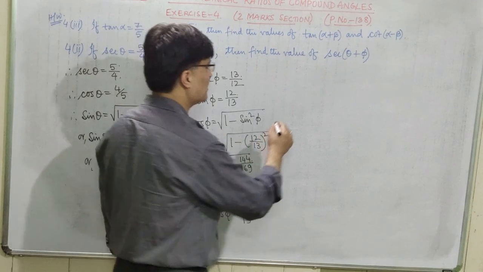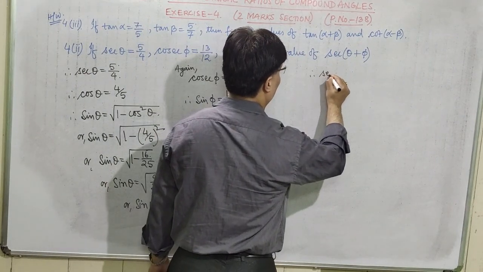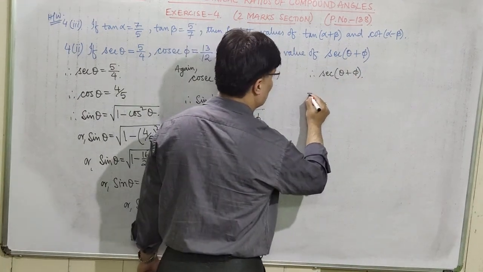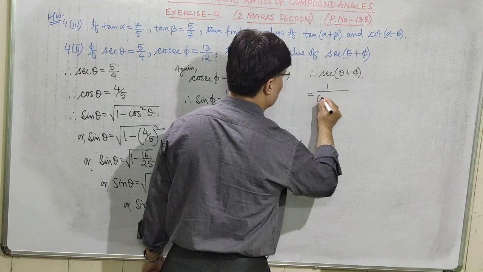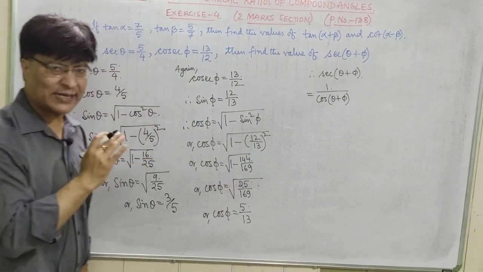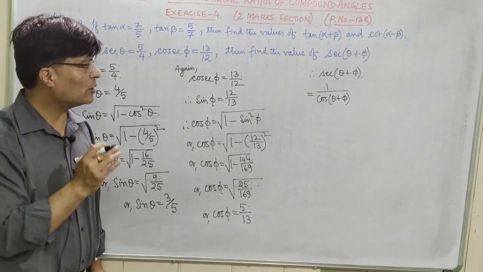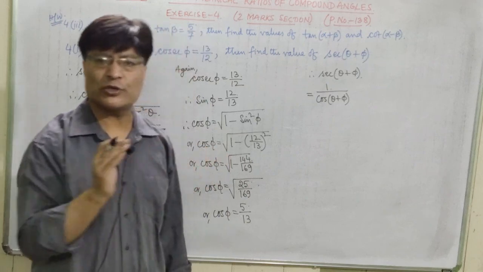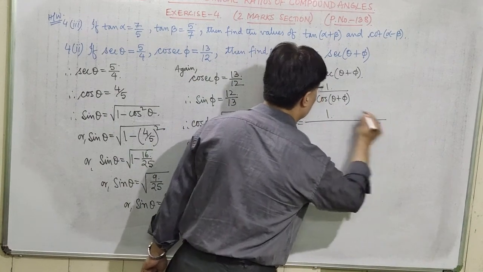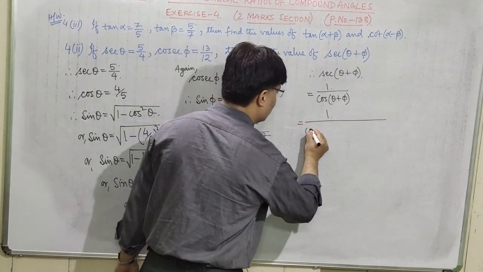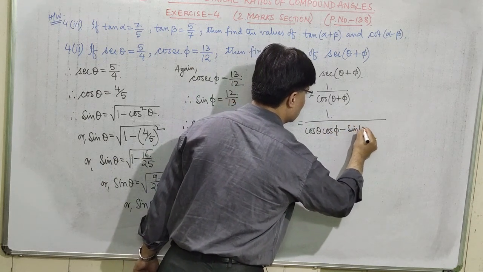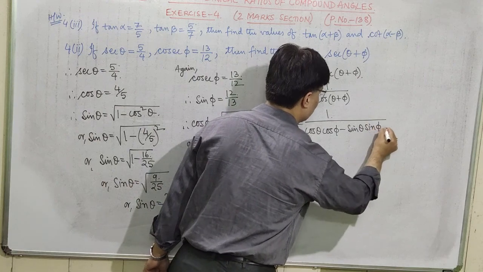Let us write here, therefore sec within bracket theta plus phi is equal to 1 upon cos of theta plus phi. You know that sec theta is 1 by cos theta. So similarly sec of theta plus phi is 1 upon cos of theta plus phi. Now we can use the formula for cos of a plus b. What is the formula? Cos theta cos phi minus sine theta sine phi.